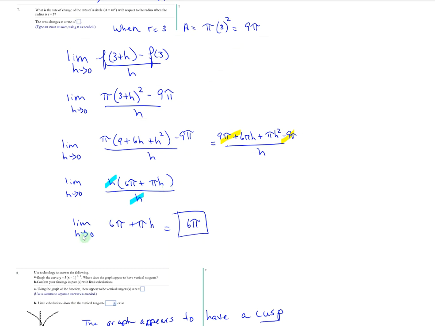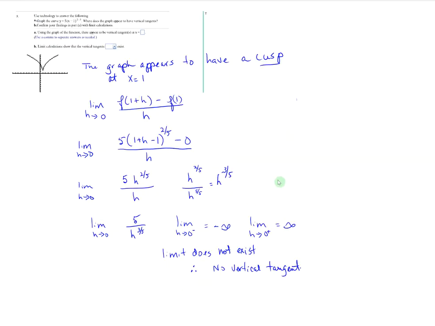We can now let h go to 0. See, when we start out, we can never let h go to 0 because it's down here. But here we can, and we're left with 6 pi. So the area changes at a rate of 6 pi.